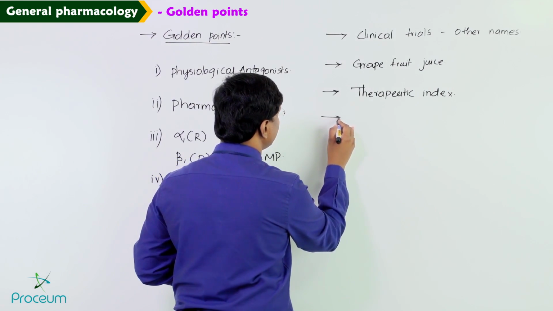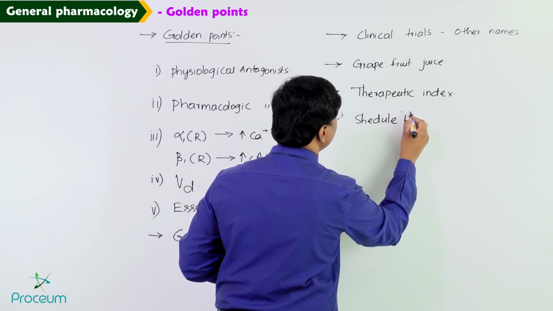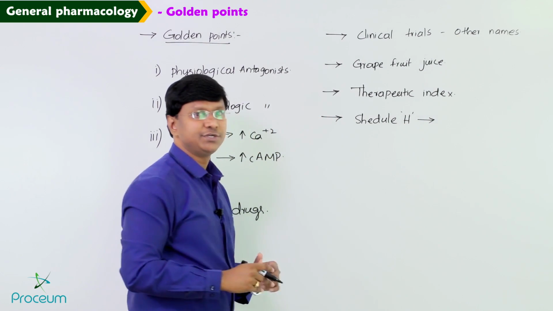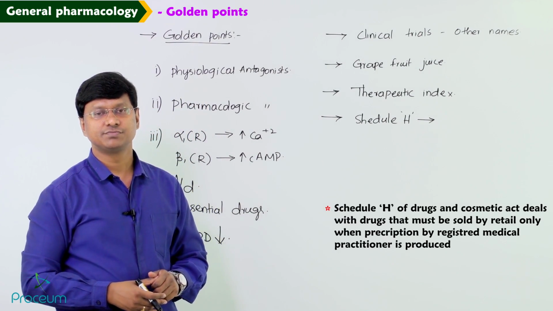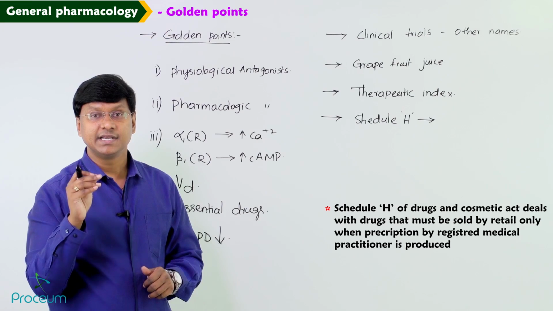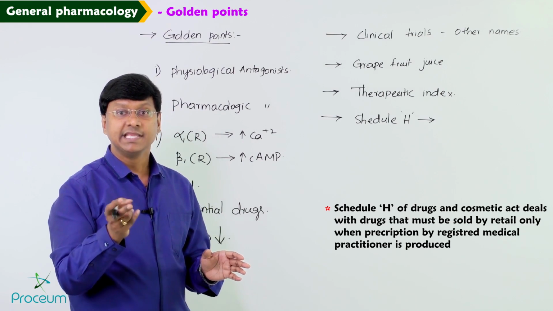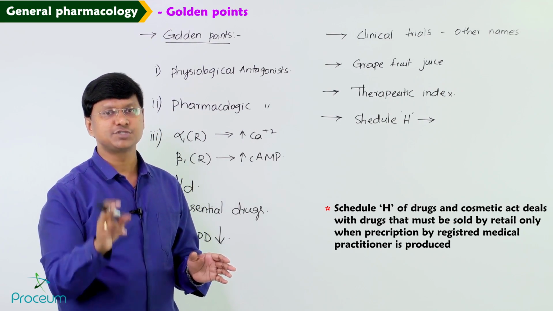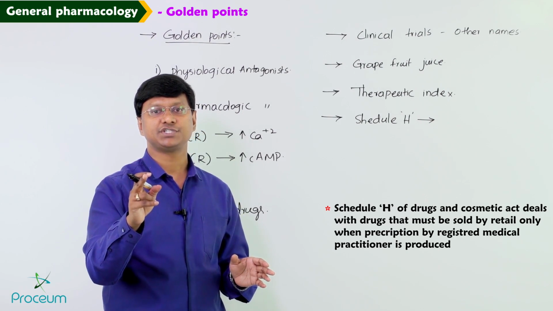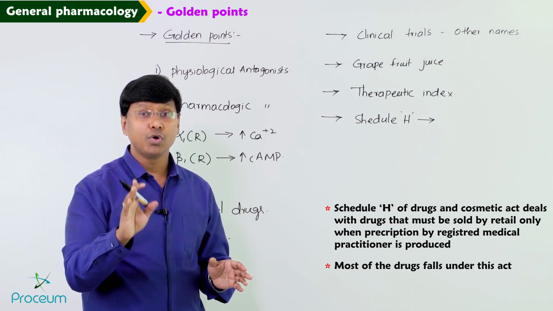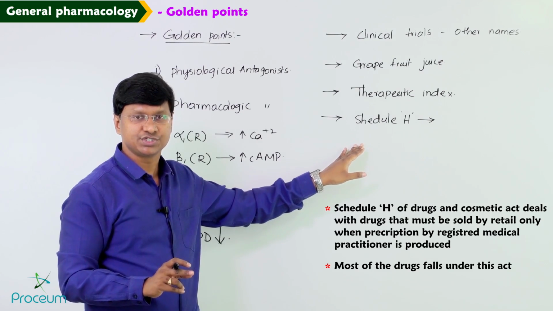Next, another important golden point is regarding the scheduling of the drugs. Schedule H is an important point. Remember, schedule H of the Drugs and Cosmetics Act deals with drugs that must be sold by retail only when a prescription by a registered medical practitioner is produced. Most of the drugs fall under this schedule, that is schedule H.